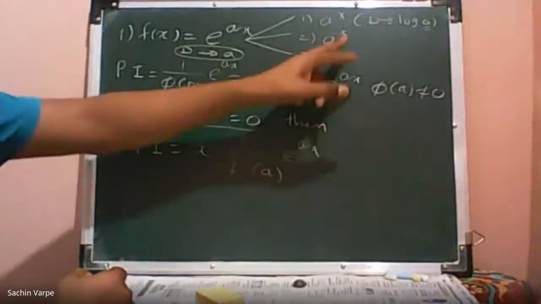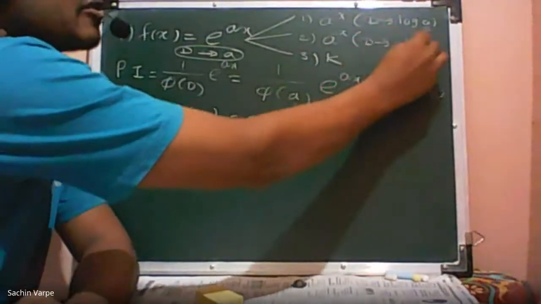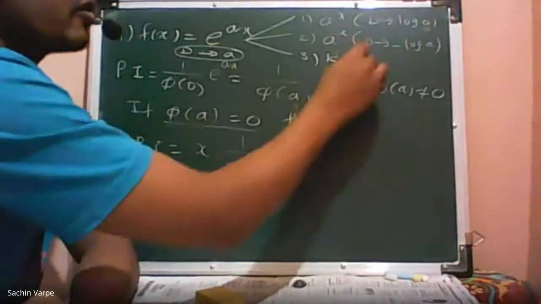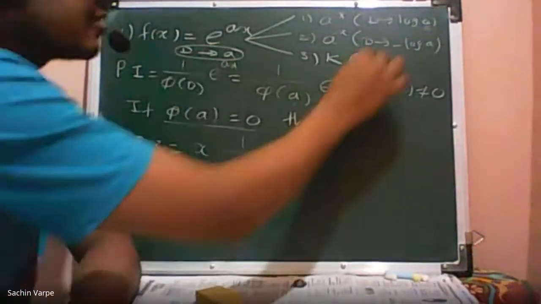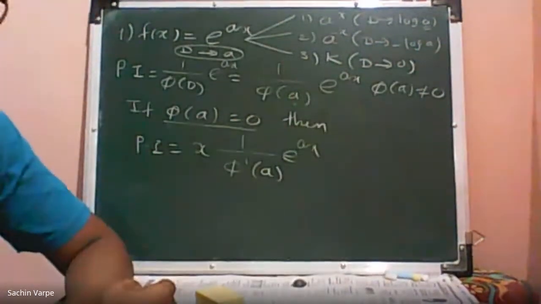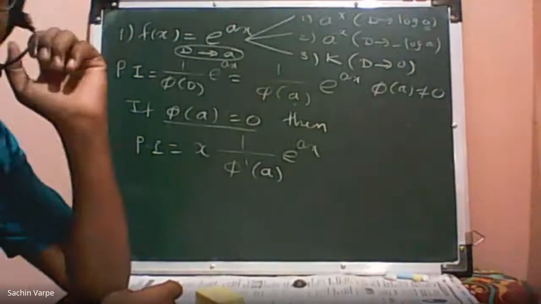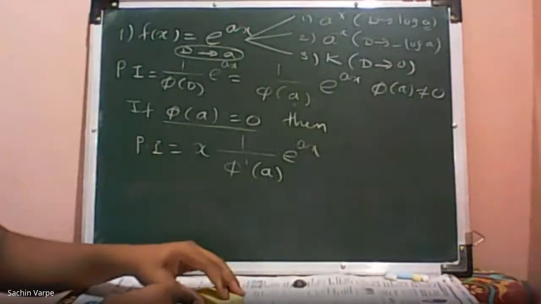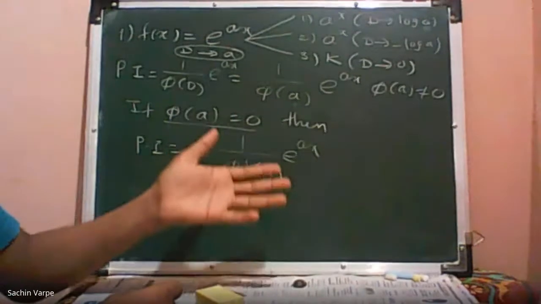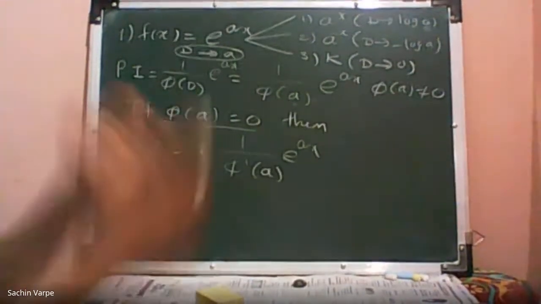Then for a raised to minus x, the replacement is D by minus log a. And for constant k, the replacement is D by 0. Very simple. And that is all about the exponential case, the first case. We have discussed several examples also, and a few more examples we are going to discuss after discussion of all those shortcuts. We'll discuss the combined cases actually.